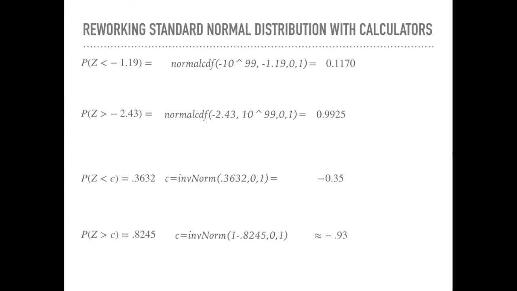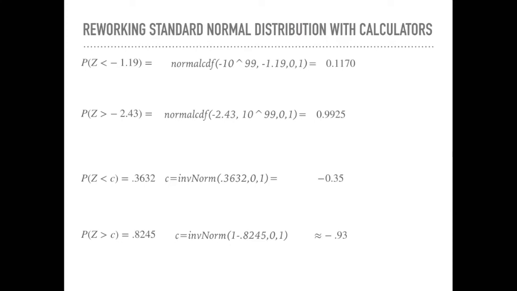With the next one, we have z is greater than negative 2.43. Now, when we were using the table, we had to use the complement rule to rewrite this. With our calculator, we don't have to. We're able to just say, okay, what's my lower bound, what's my upper bound, and then mean and standard deviation, and it gives us our answer. And what we see here is we still get the same answer that we got from our table. So we get the answer of 0.9925. Same answers we got from our table.